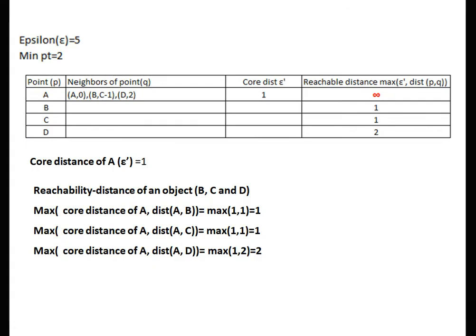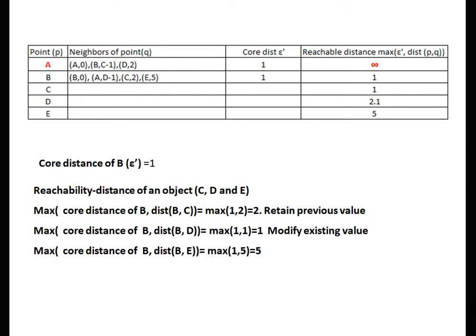Now see, for this point B, the distances are B 0, A and D at 1, C 2 and E 5. They satisfy the core condition at a distance of 1 only. Therefore the core distance is 1. Now we require to find the reachability distance. We can't calculate it for A because A is already visited, so we require to calculate it for C, D and E. Now for C, D and E, the values get modified.